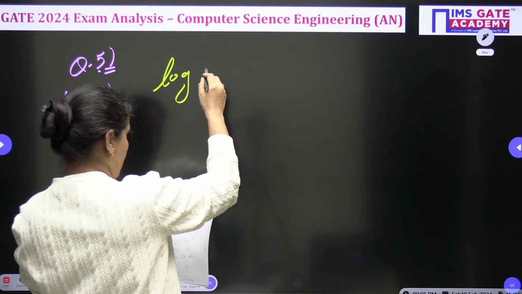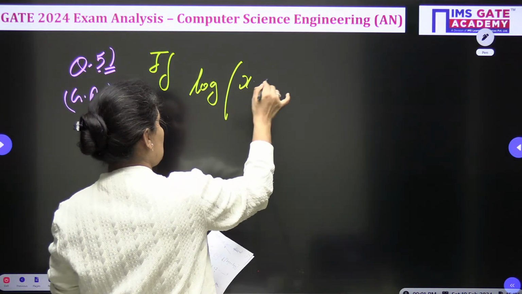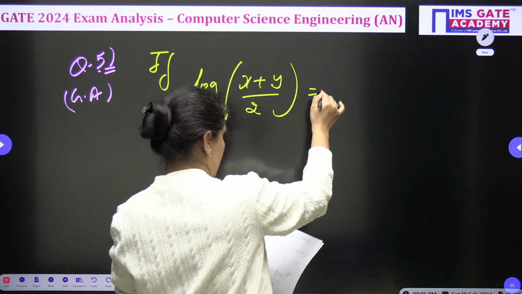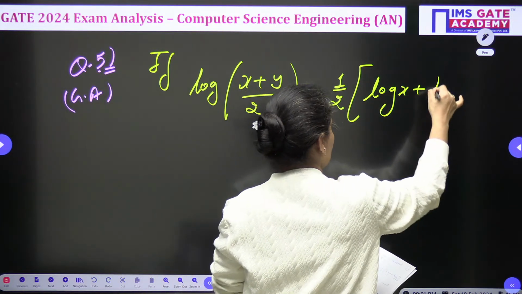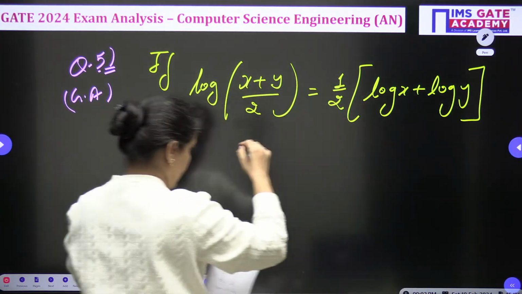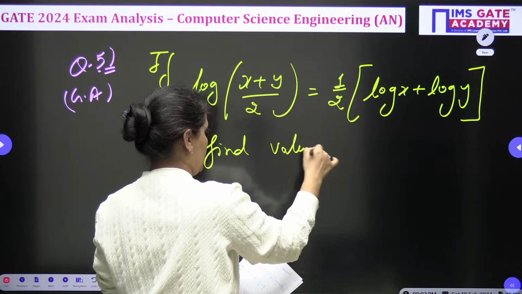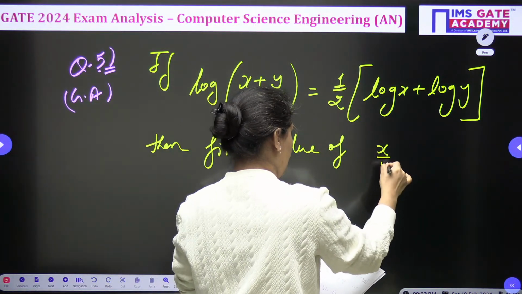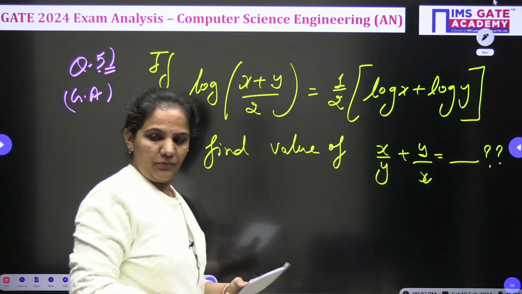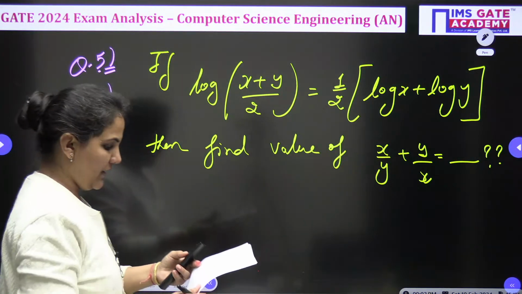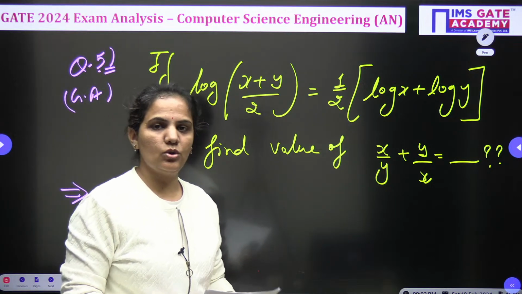If log of (x plus y) by 2 is equal to 1 by 2 log of x plus log of y, then find the value of x by y plus y by x. Find the value of x by y plus y by x. So let's approach it. Let's go with this one.